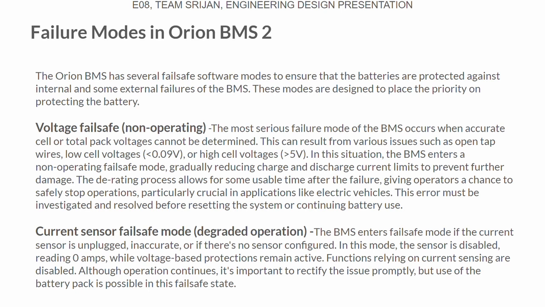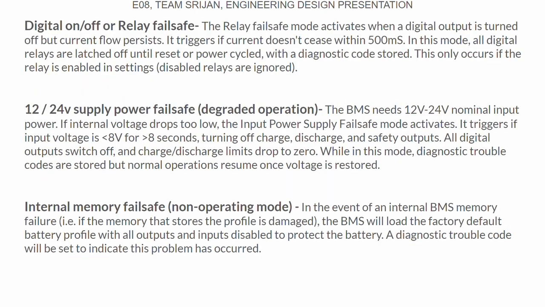Next is current sensor failsafe mode. The BMS activates failsafe mode if the current sensor is unplugged, inaccurate, or not configured. Here, the sensor is disabled, reading 0 amps, while voltage-based protections stay active. Coming to the next slide, we have digital on-off or relay failsafe. The relay failsafe activates if a digital output is turned off but current persists beyond 500 milliseconds. All digital relays latch off until reset or power cycled, with a diagnostic code stored. This occurs only if relays are enabled in settings.